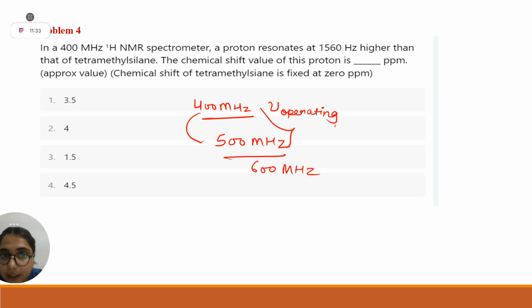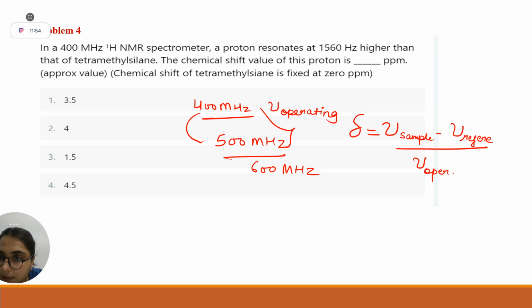Now, the point is we have to calculate here delta, the chemical shift. So, what is chemical shift? Mu of your sample minus mu of your reference sample, divided by mu operating. Yes or no? Now I have told you the formula. Now can anyone quickly tell me what is the answer? For option number 2, 4 ppm. Are you sure?